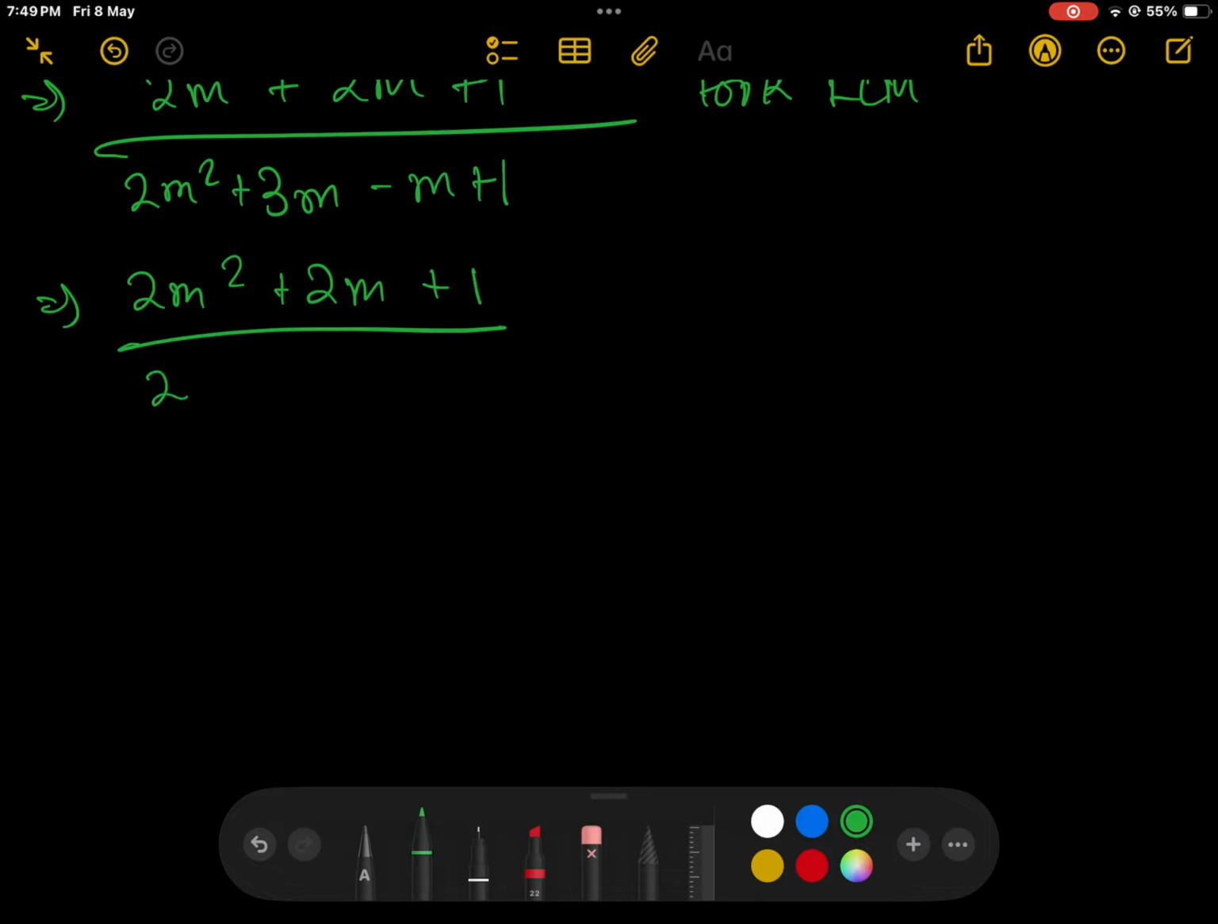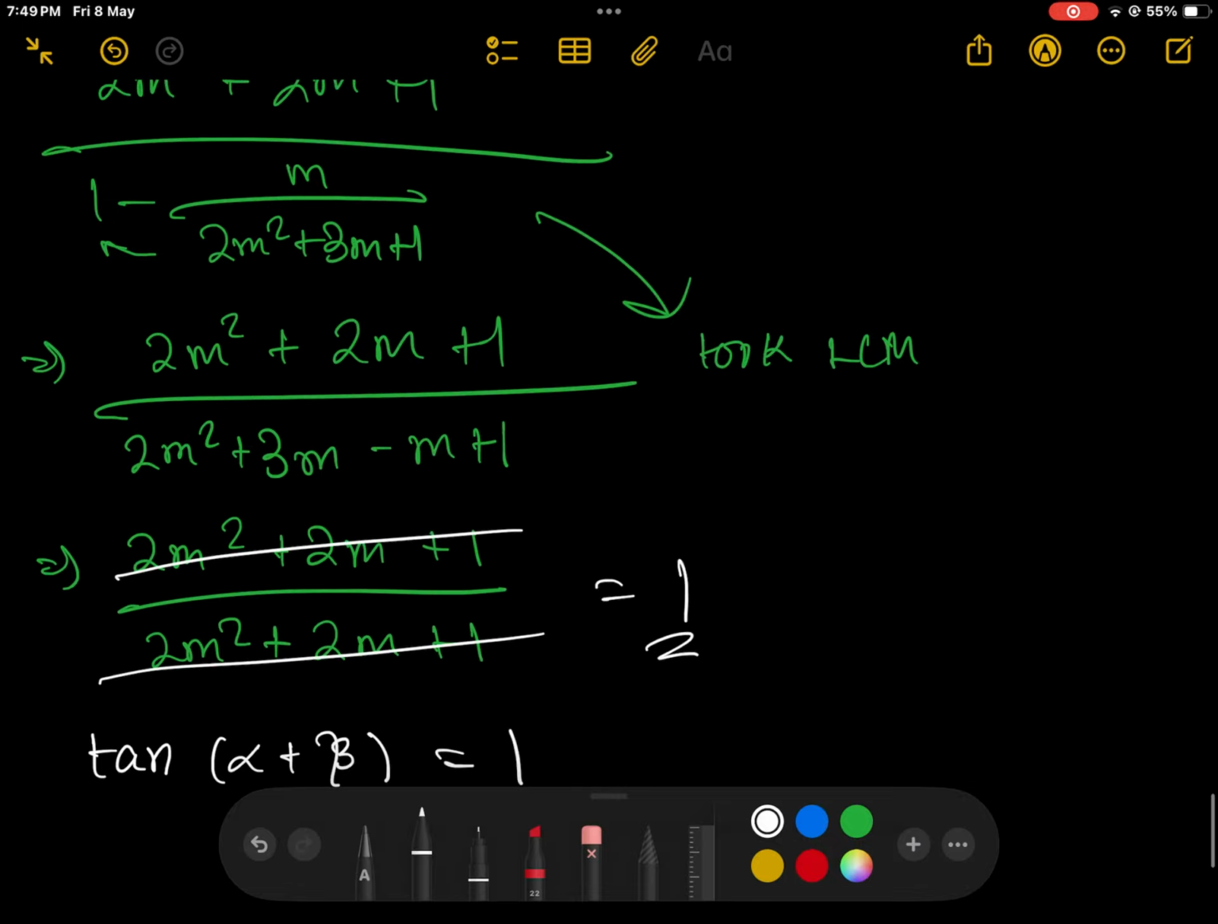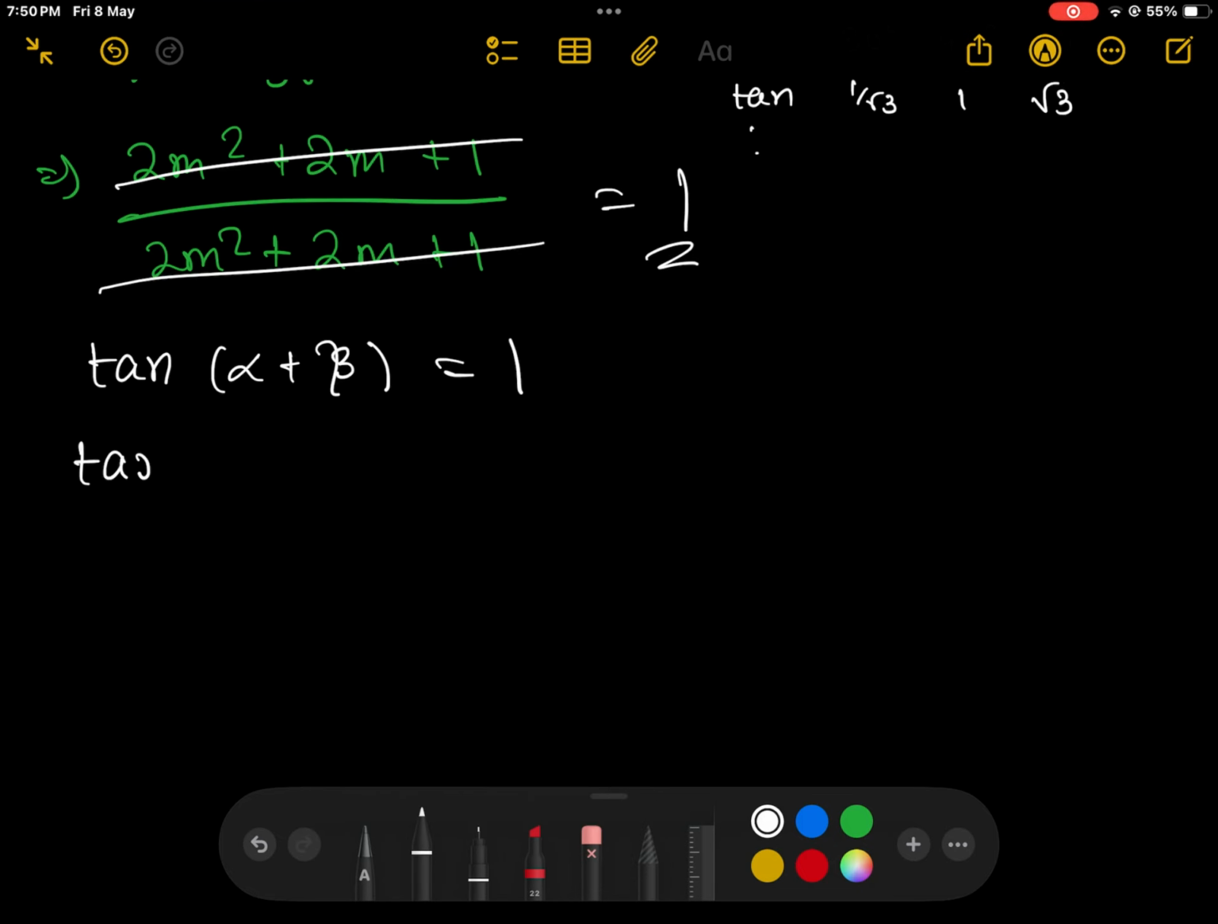Oh yeah, I went back to show that we should never forget the objective and don't just keep going forward. If you get this simplified form, it's just 1. So tan (alpha plus beta) equals 1. Now, tan 45 degrees equals 1. I wrote down a couple of values here: 1 by root 3, 1, and root 3. So we need 1. So tan (alpha plus beta) equals tan 45 degrees.